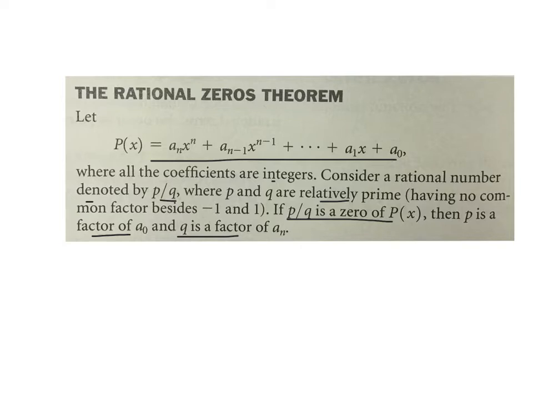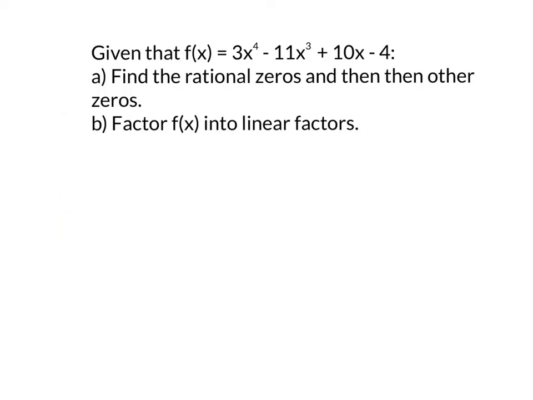Basically what it's saying is all the possible rational zeros are found by putting the factors of the constant term over the factors of your leading coefficient. Again, all the possible rational zeros are found by taking the factors of the last or the constant term over the factors of the first or the leading coefficient term. Better to show you this by example. Look at the next slide. Okay, hopefully this will help.